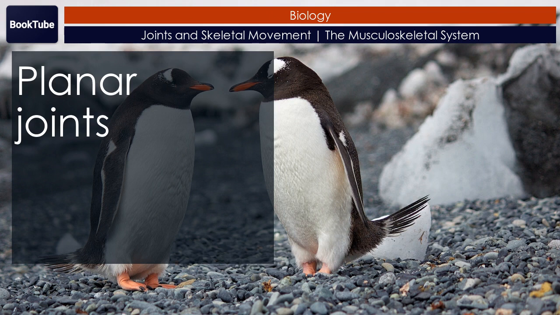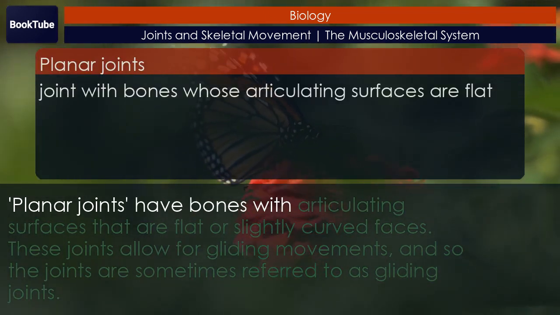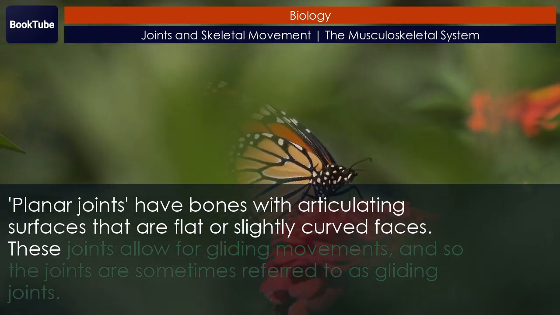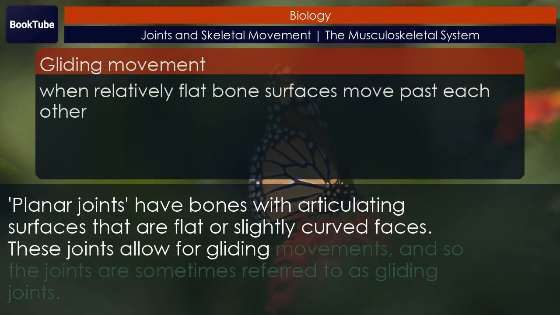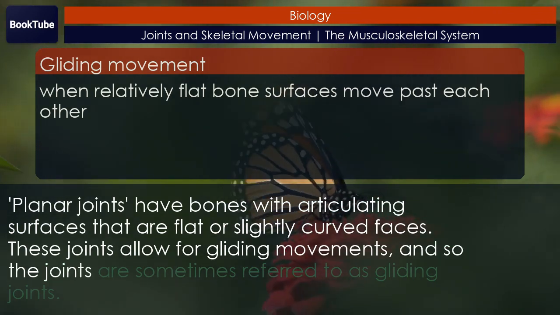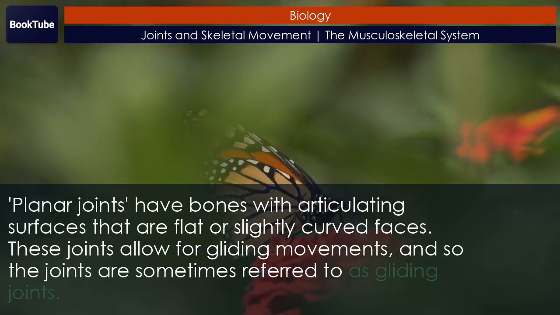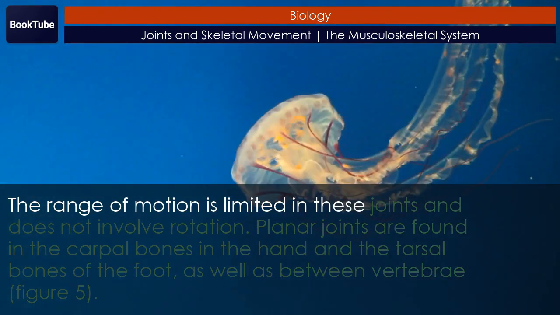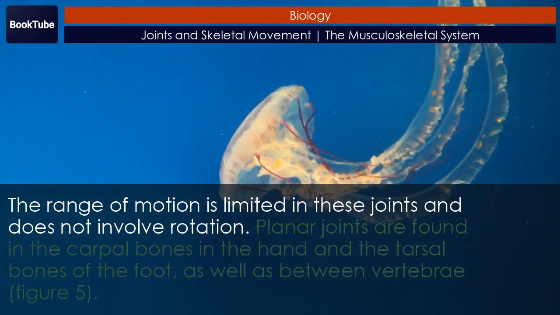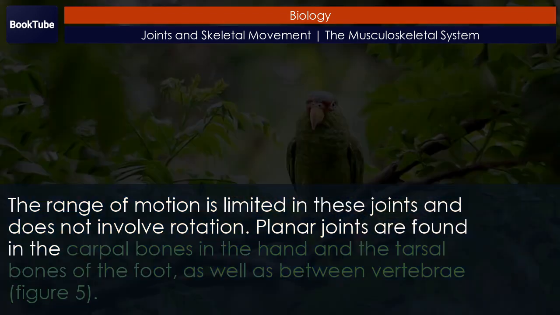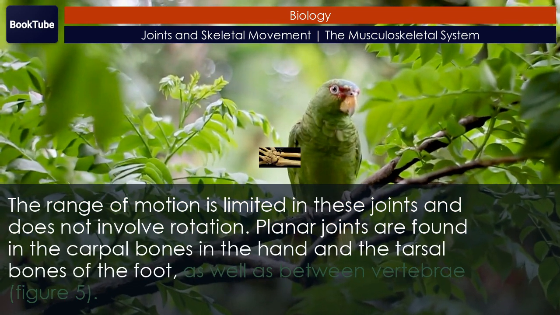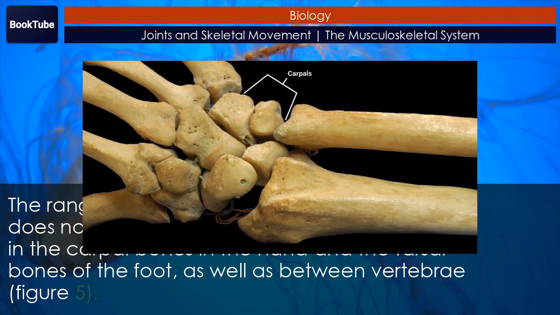Planar joints. Planar joints have bones with articulating surfaces that are flat or slightly curved faces. These joints allow for gliding movements, and so the joints are sometimes referred to as gliding joints. The range of motion is limited in these joints and does not involve rotation. Planar joints are found in the carpal bones in the hand and the tarsal bones of the foot, as well as between vertebrae. Figure 5.